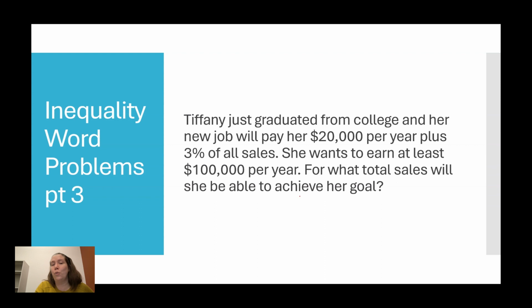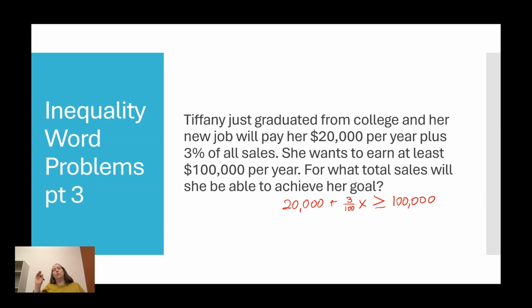So we're earning $20,000 plus 3%. You can put that as a decimal or a fraction or just as the percent of all her sales. Like that's the dollar value of what she's selling, right? And she wants at least $100,000 per year. She does not mind if she's making more, right? So $100,000 is our floor. We can go even higher. So that's our greater than.